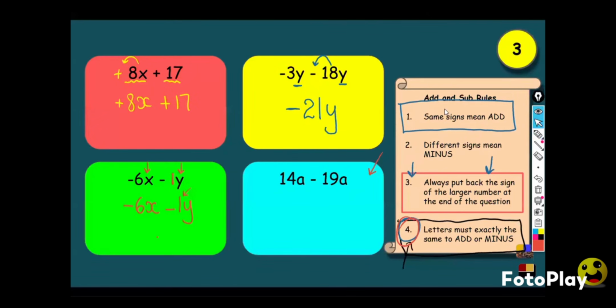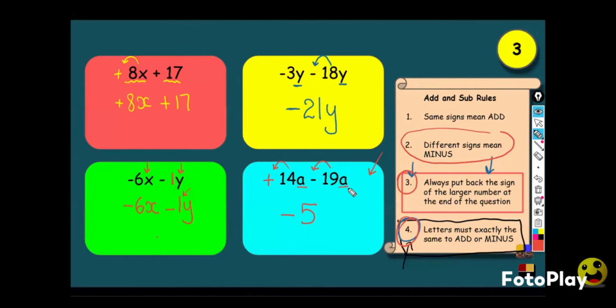For the blue one, 14. Well, he is really what? Positive 14. Because if you look to the left, you don't see anything, so you put in the 14. The 14 is positive, and Mr. 19 is negative. Last time I checked the rules, different signs mean minus. So you're picturing 19 and 14 in your head. 19 minus 14 is 5, right? You always put back the sign of the larger value. The 19 is larger. He's carrying a minus sign.